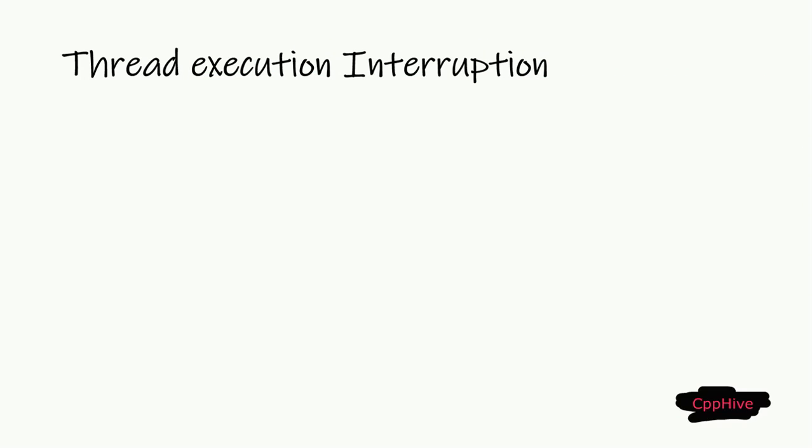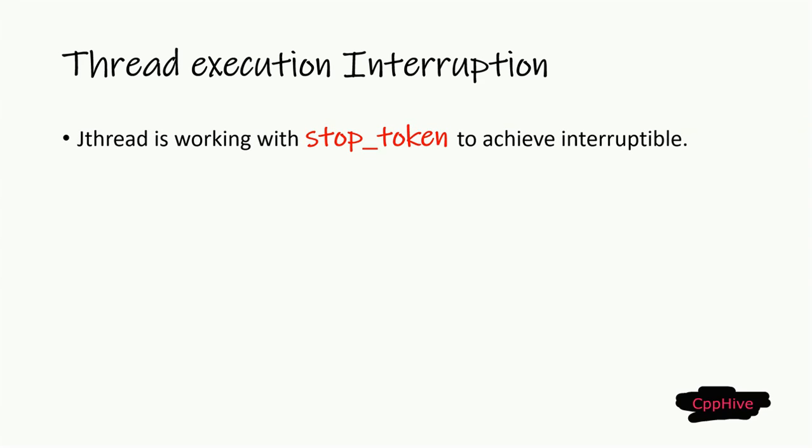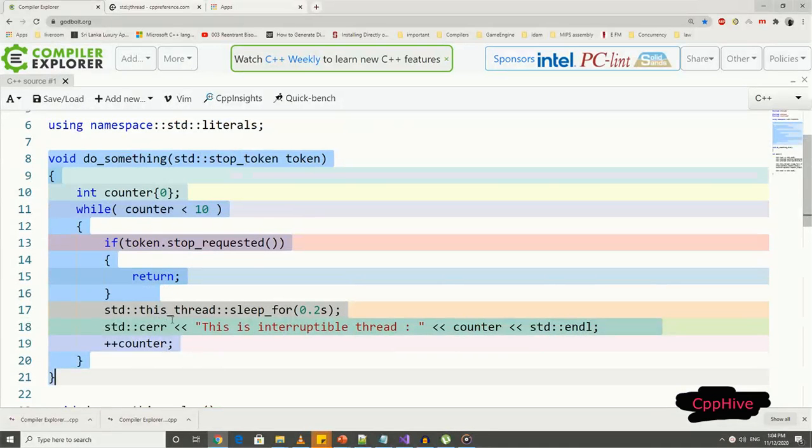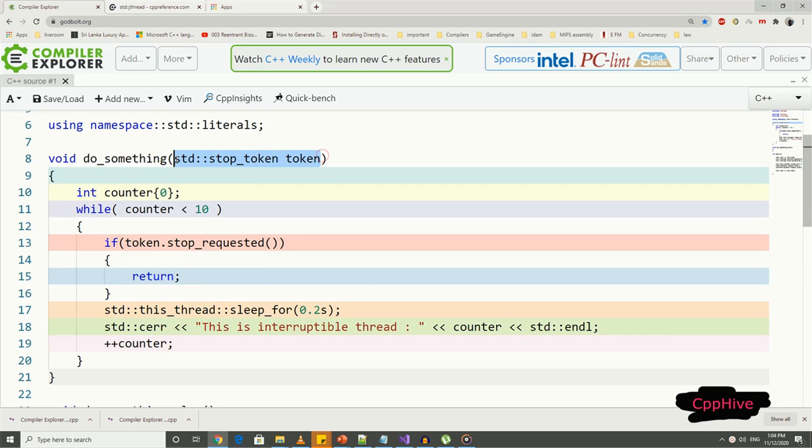Now let's move on to the interruptible aspect of jthread. To achieve interruptibility, jthread works with another construct called stop token. We can introduce condition checks using this stop token inside the tasks, and these are the points where we can interrupt the thread's execution. Let me explain with an example. So here, let me have a function called doSomething, and this function will take a stop token as an argument. This function has a counter, and it will run until this counter reaches the value 10 while printing out "this is an interruptible thread" to the console in this way. To have a demonstrable output, I'm going to have 0.2 seconds of sleep in each iteration.